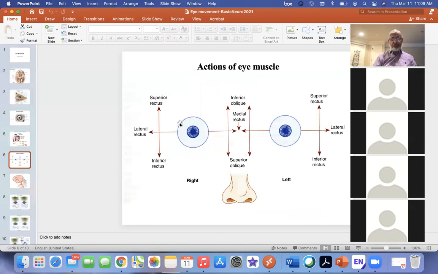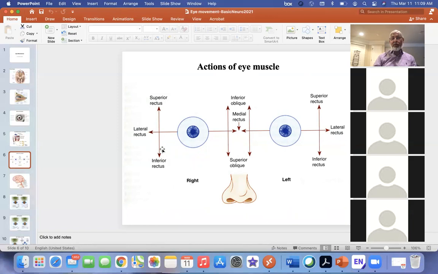Okay. Now look at this one. How will these muscles move the eye? It's pretty simple. Lateral rectus, the nose is here at the midline. So lateral rectus will move the eye to the lateral side, right? Medial rectus will pull the eye towards the nose, towards the medial side. And while the eye is moved to the medial side, the inferior oblique will elevate the eye and the superior oblique will depress the eye. Okay. And when the lateral rectus moves the eye to the lateral side, at that point, the superior rectus will elevate the eye and the inferior rectus will depress the eye.